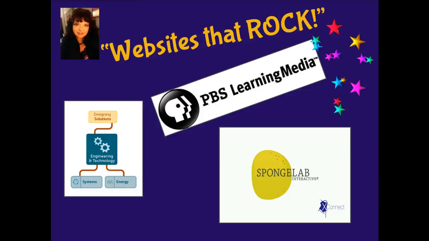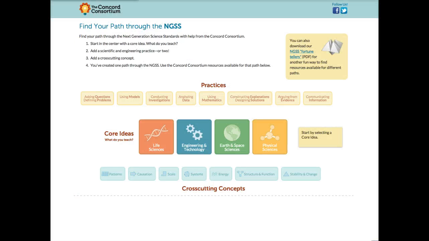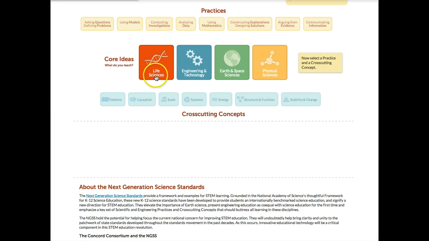All right, let's go ahead and take a look at some websites that I think are completely amazing. And the first website is right here, and it's by the Concord Consortium. It says, find your path through the NGSS. And I thought this was just the neatest thing. So let's say here's your core idea, and let's say I'm teaching something with life science or biology. And then it says right here, now select a practice and a cross-cutting concept.